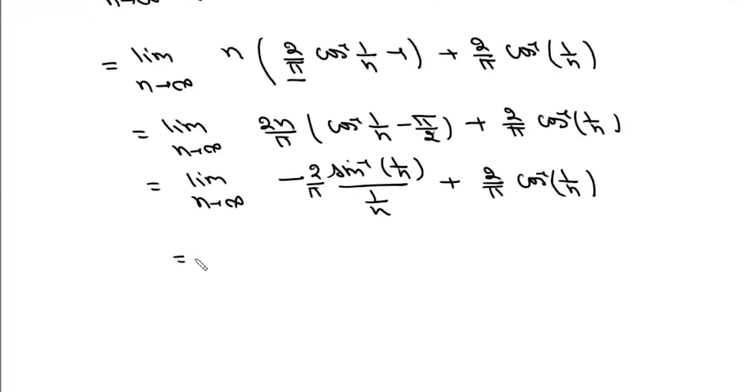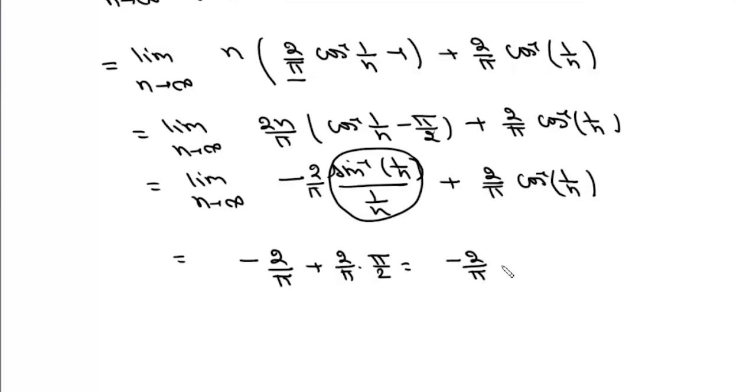Now as n tends to infinity, 1 upon n tends to 0. So this is sin inverse 0 upon 0, which is the standard limit 1. So it will be this minus 2 upon pi, and here it will be this cos inverse 0, and cos inverse 0 is pi by 2. So it will be 2 upon pi into pi by 2. So the answer to this limit will be minus 2 upon pi plus 1.